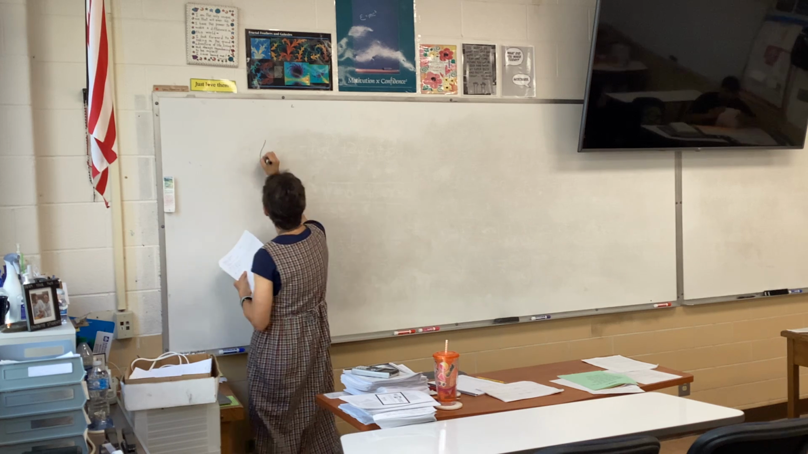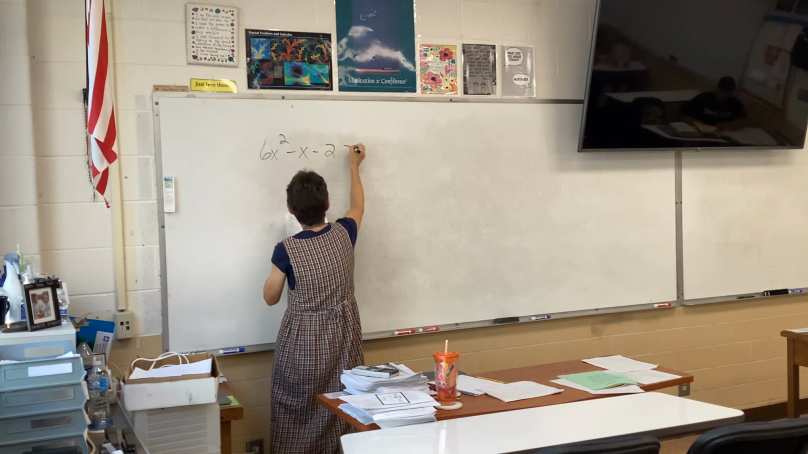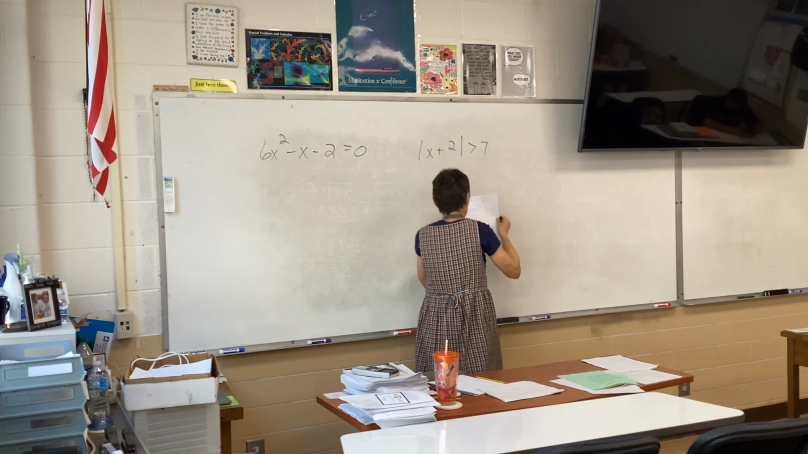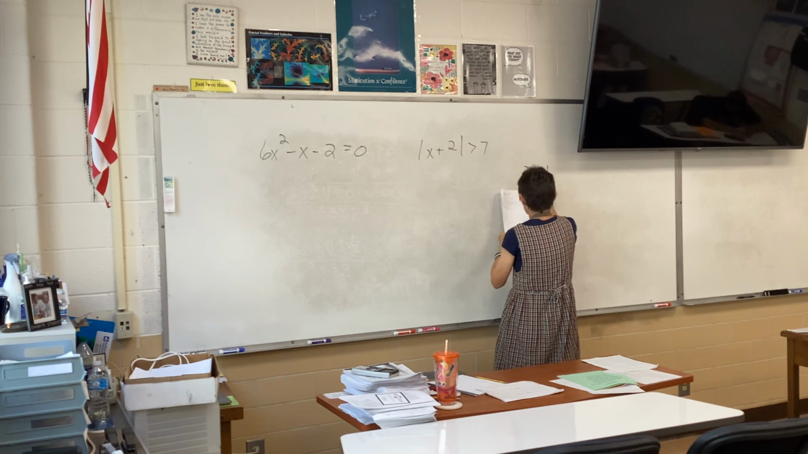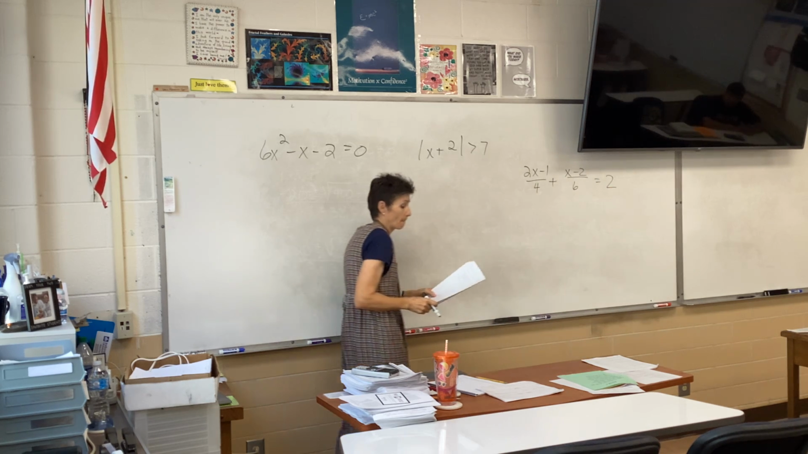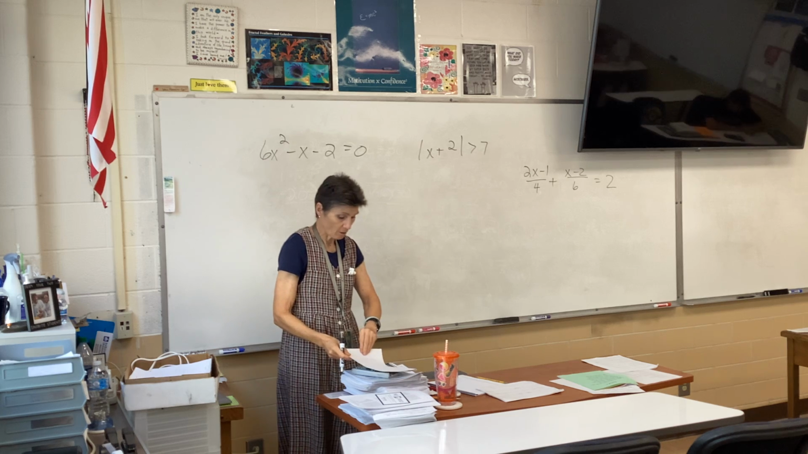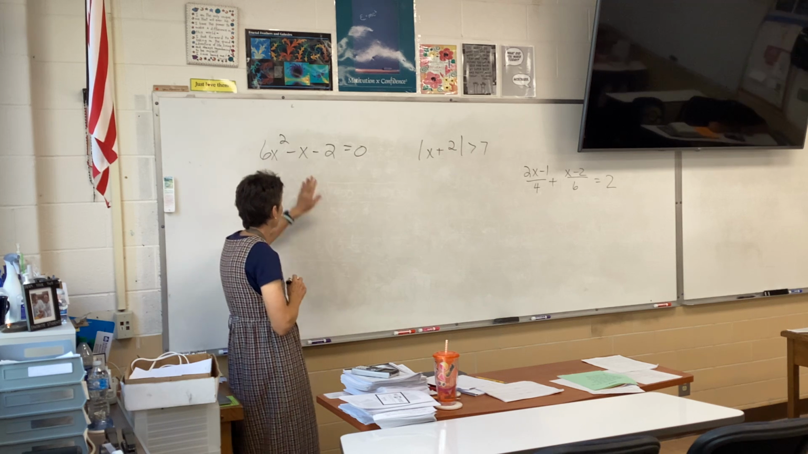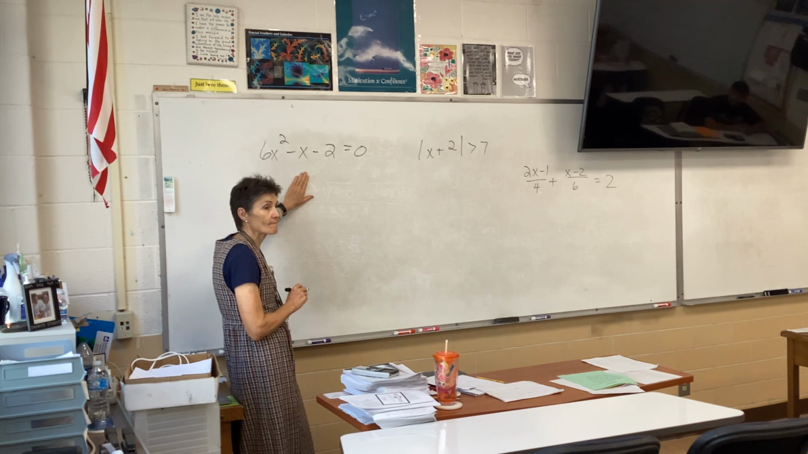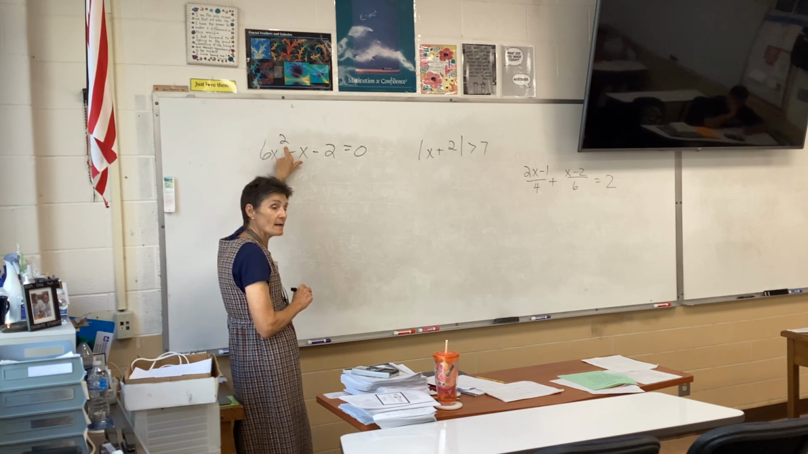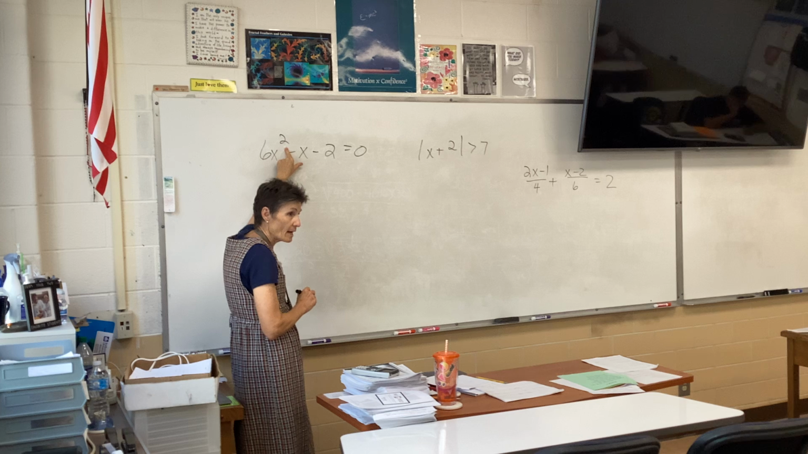6x squared minus x minus 2. All right, 3 equations to solve here. They're all different, but you know how to do them. I'm 100% sure you know how to do them. Look at this equation. See that right there? What kind of an equation is this? Quadratic? X squared is quadratic.